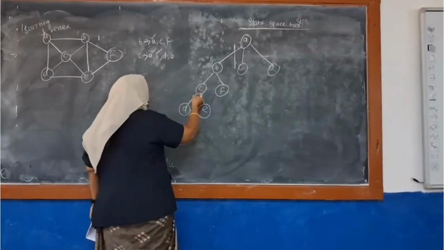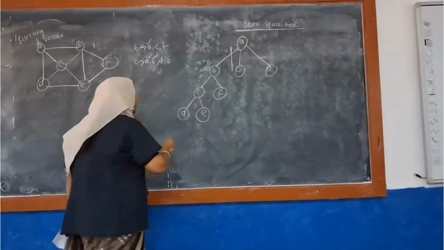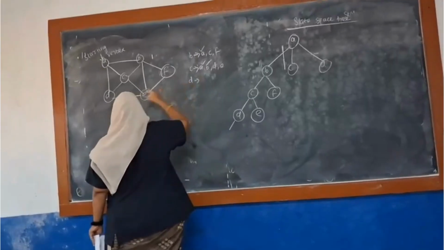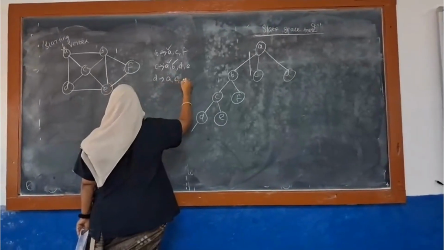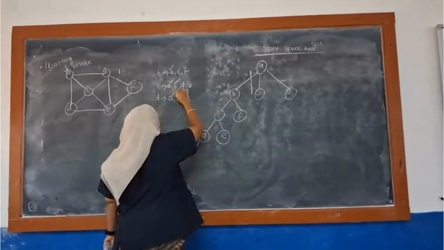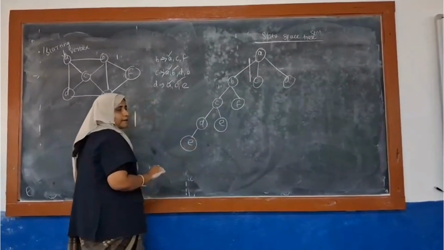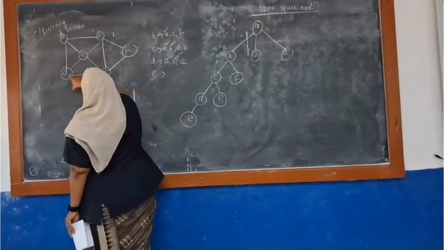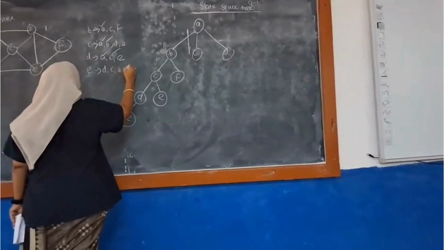If I am taking C, the next neighbors are D and E. If you are taking D, who are the neighbors? A, C, E. Already A and C are visited, so who is next? E. From E, what are the neighbors? D, C, B, F.